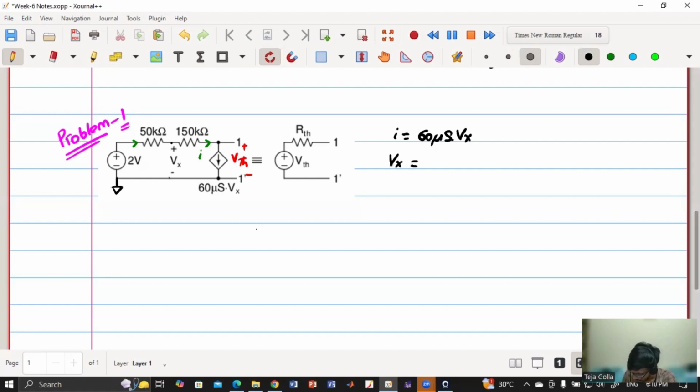By applying KVL. We are going in this direction, starting at this point and ending at this point. If I apply KVL, I'll get Vx is equal to plus 2, because I'm going to a higher potential here, then to a lower potential, so minus current I into resistor 50K. Agree? Is it clear until this point? If you have any doubts, please ask.